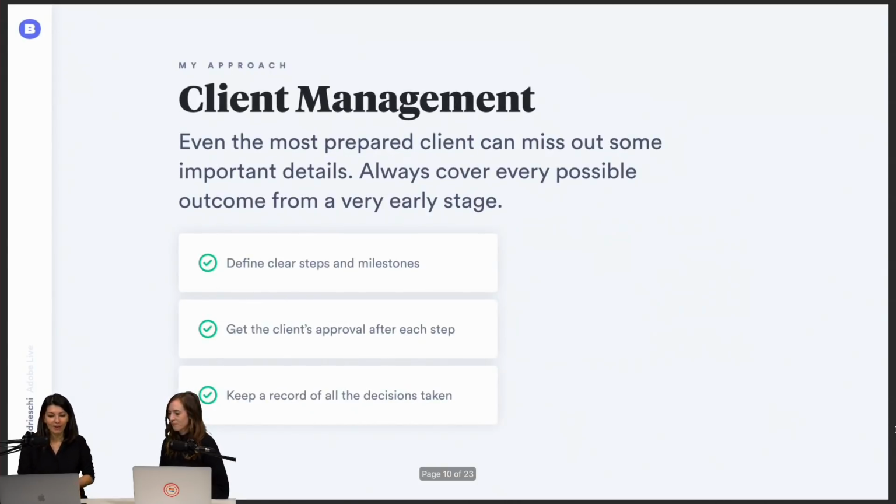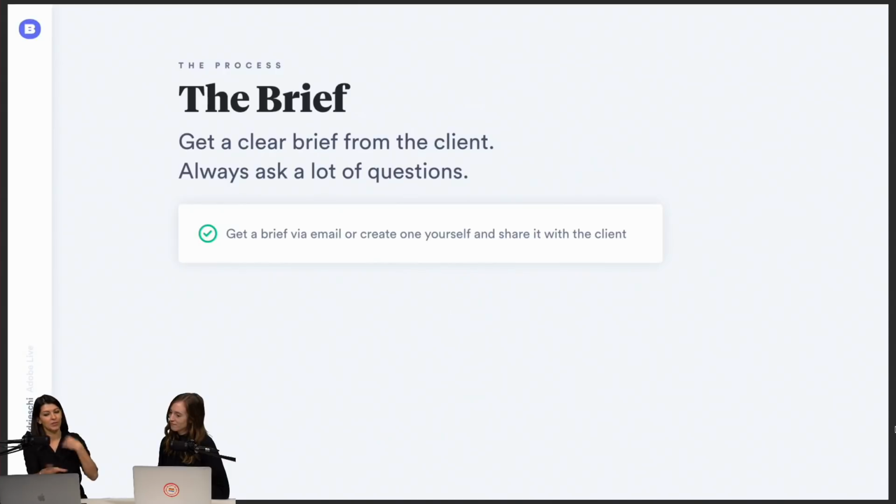Very useful. Also, I always try to define clear steps and milestones while we're working, get the client's approval after each step, and also keep a record of all the decisions taken. I found it very important because, of course, often we work with a deadline or on a budget as well. So we don't really want to go much further into the project, and then have to go back and redo things. That's why it's important to get approval. Follow the process. Yes. So just to sum it up, always get a brief. If the clients don't provide one, just create one yourself and share it with them.